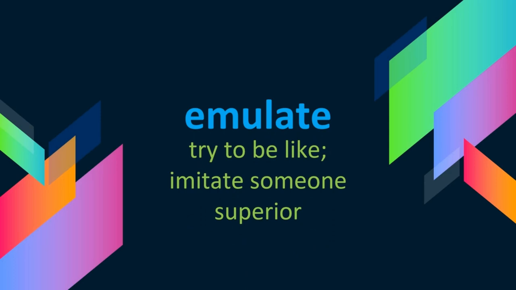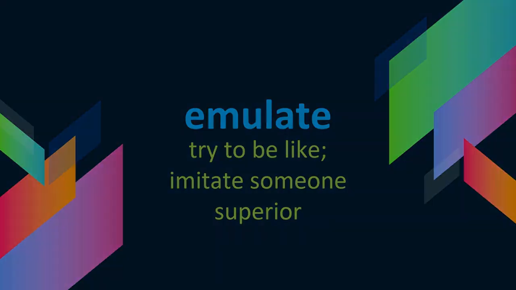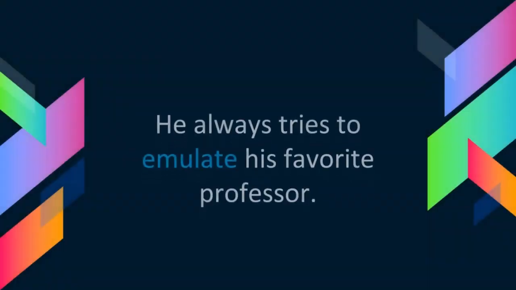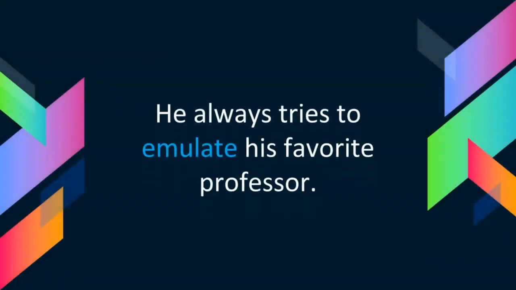The next verb is emulate, try to be like or to imitate someone superior. He always tries to imitate his favorite professor. Now imitate works fine here, but it's a little imprecise. Let's look at the next example. He always tries to emulate his favorite professor.